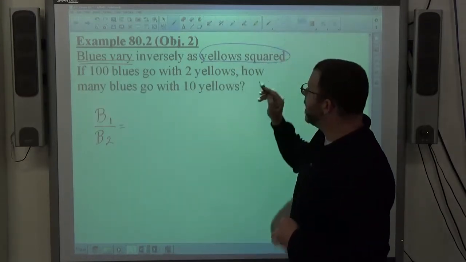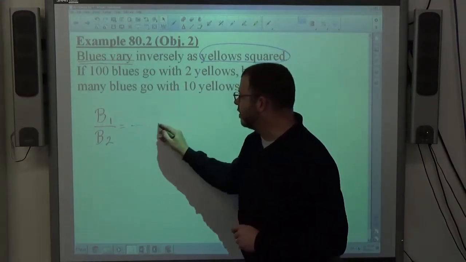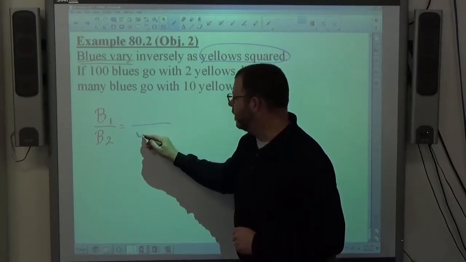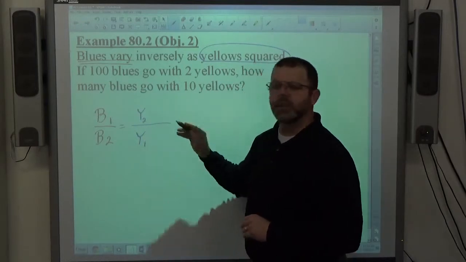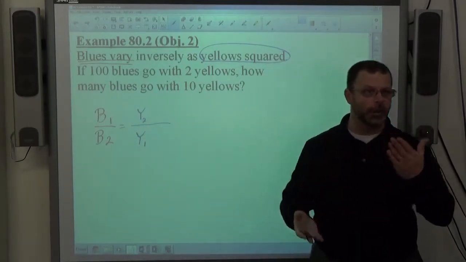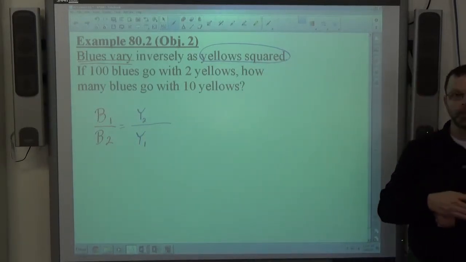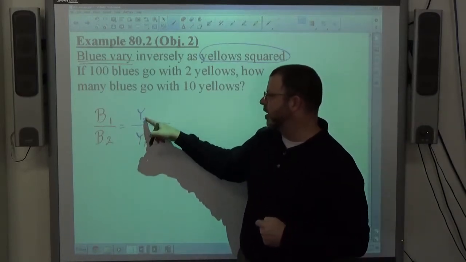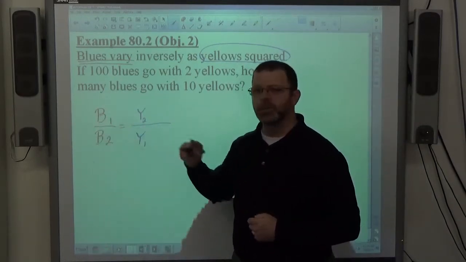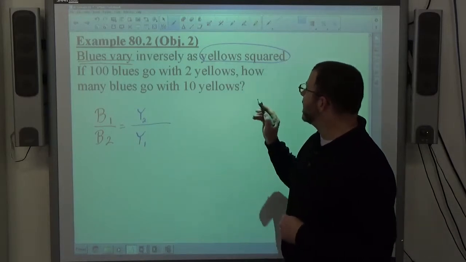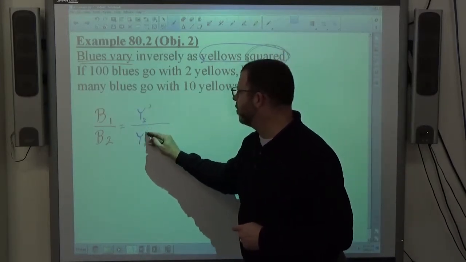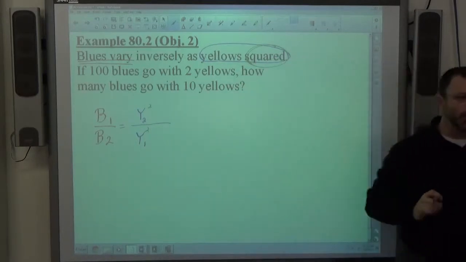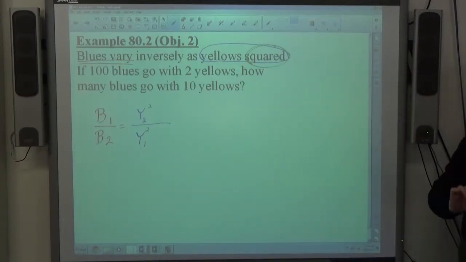And it says inversely as yellow squared. What that means is that yellow subscript 1 goes on the bottom, yellow subscript 2 goes on the top. That's the inversely part. We invert the subscripts. So the first yellow's on the bottom, the second yellow's on top, or the first blue's on top, the second blue's on bottom. But it does say yellow's squared, so we're going to square both of those. So do be careful, the subscripts are down below, the superscripts, the powers, are going to be up above.